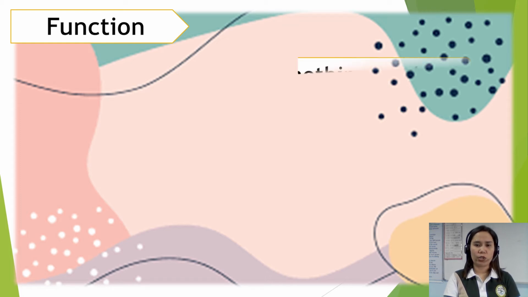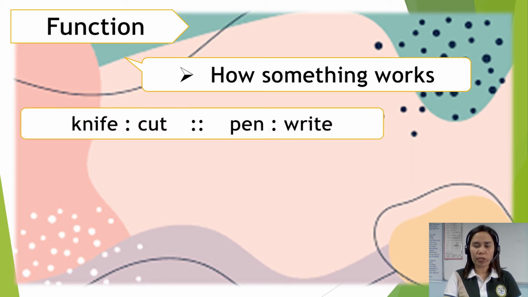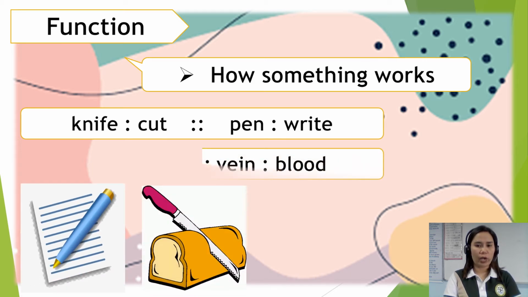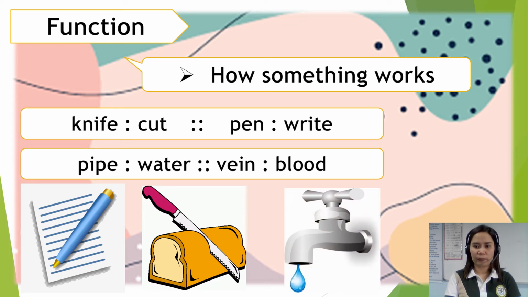First, we have the function. Of course, it is how something works. Let's have some examples. Knife is to cut, pen is to write. Pipe is to water, and vein is to blood. So the function of knife is to cut, and the function of pen is to write. Same with pipe. The function of pipe is to conduct water, and the function of vein is to conduct blood. All right.